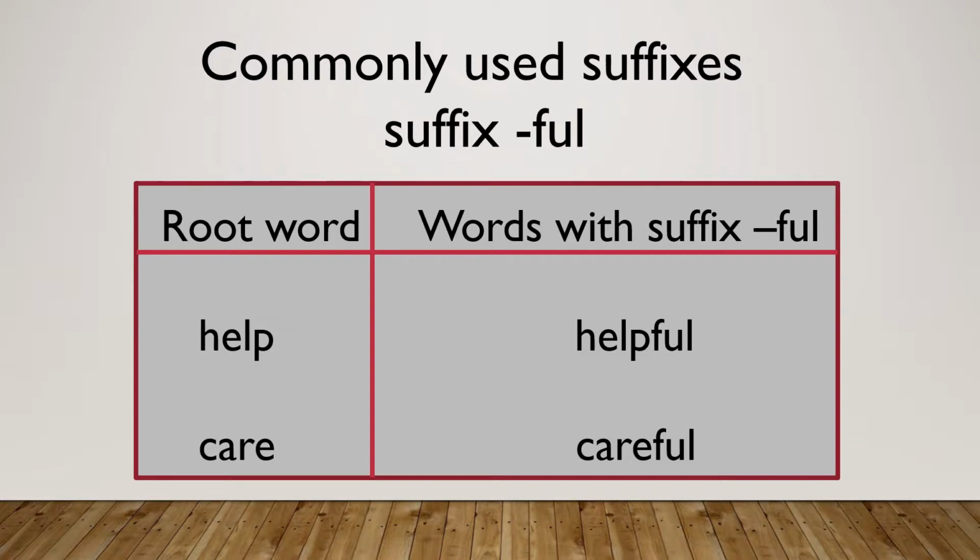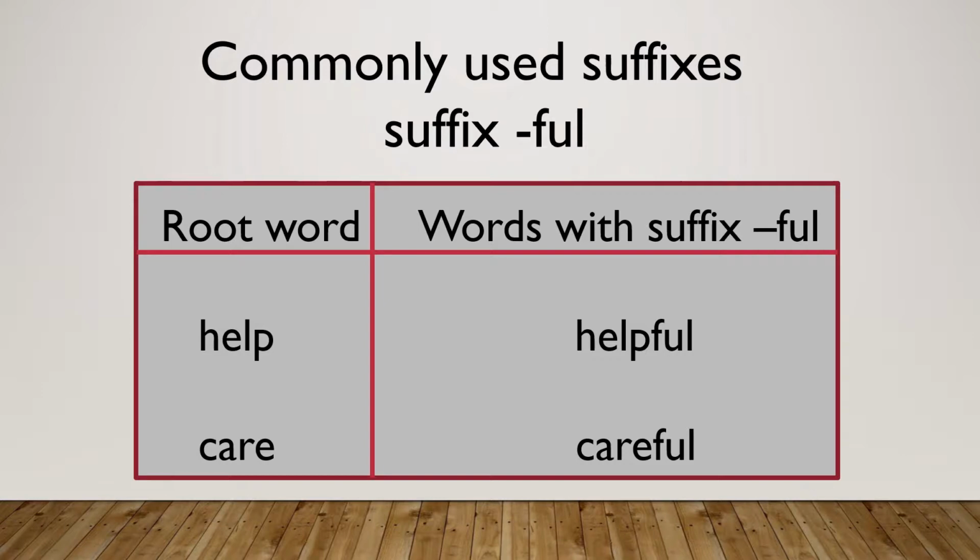So the root words are help and care. Correct? So we have to use it at the end of the root word. So it becomes helpful and careful. So student, here full means full of. Here also we have added the suffix at the end of the root word. Always remember student that suffix is added at the end of the root word. Have you understood student?